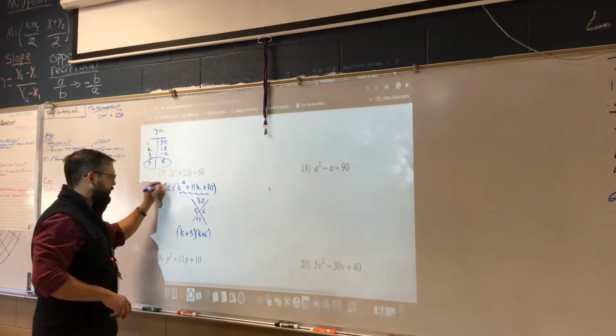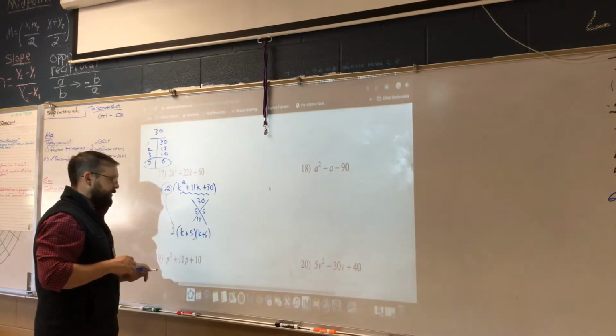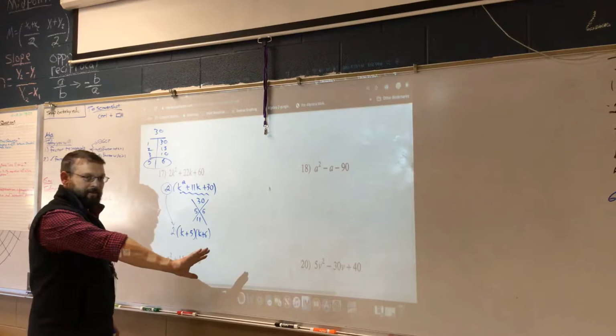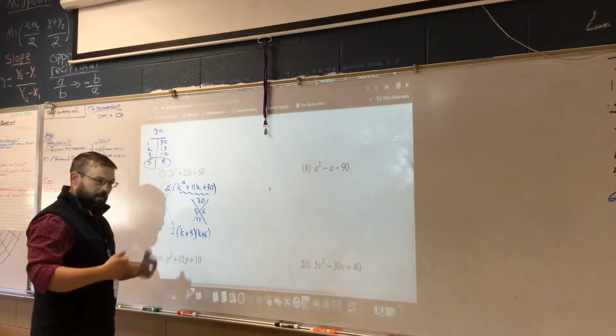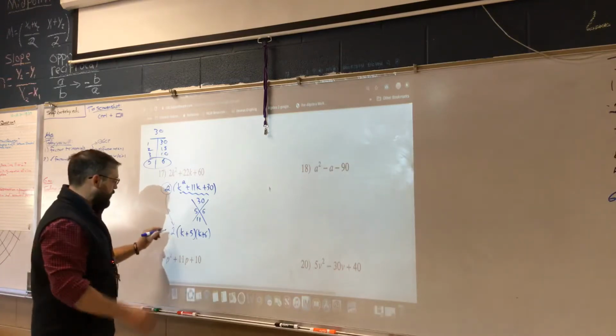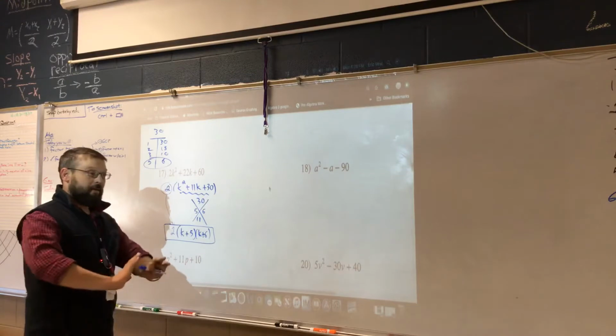The 2 that I pulled out to the left earlier, I'm just going to set it right outside of here. Do not redistribute it. That's a no-no. Factoring, remember, is the reverse of distributing. So don't re-enter that into the problem. You just leave it like that. That's it.